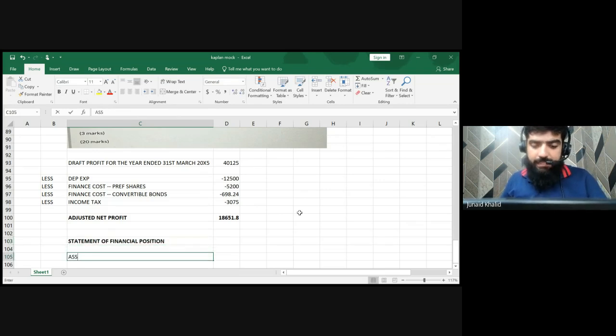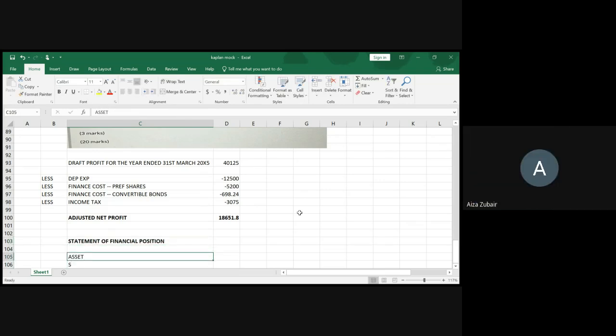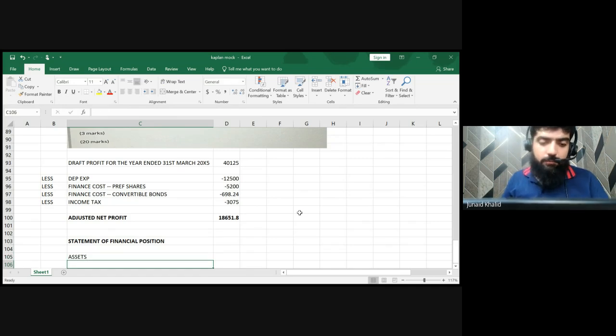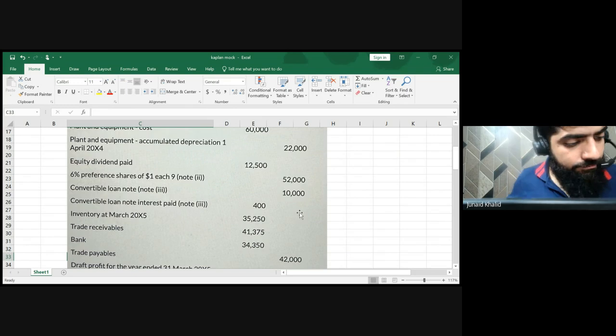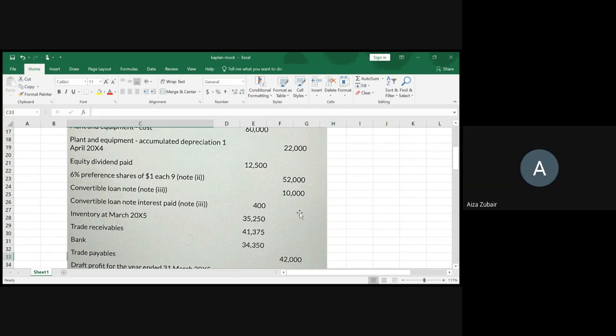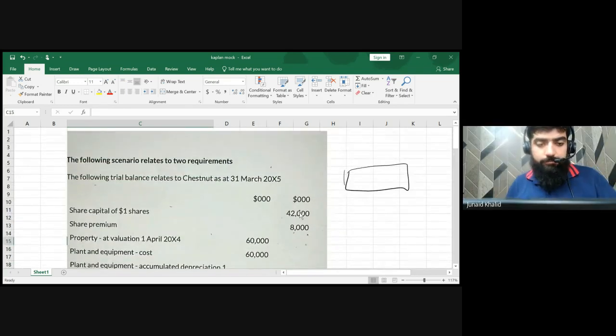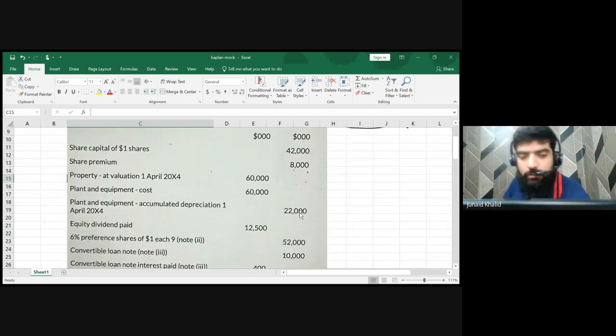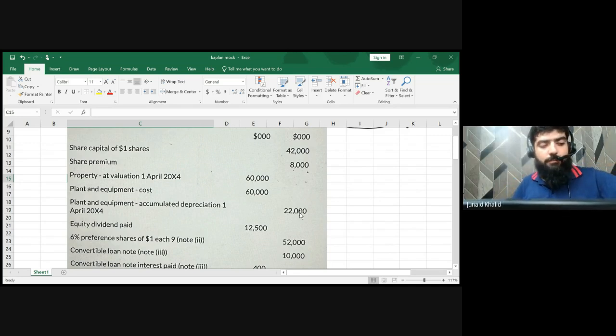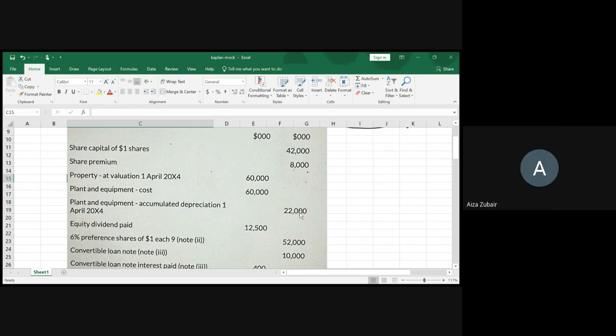First of all, we need assets. Let's see first in the trial balance what assets we have. The inventory. If we need to identify the non-current assets, which non-current asset do we have? Property. Very good. Now let me know at what amount the property should be recorded. At the revalued amount. Very good, excellent.